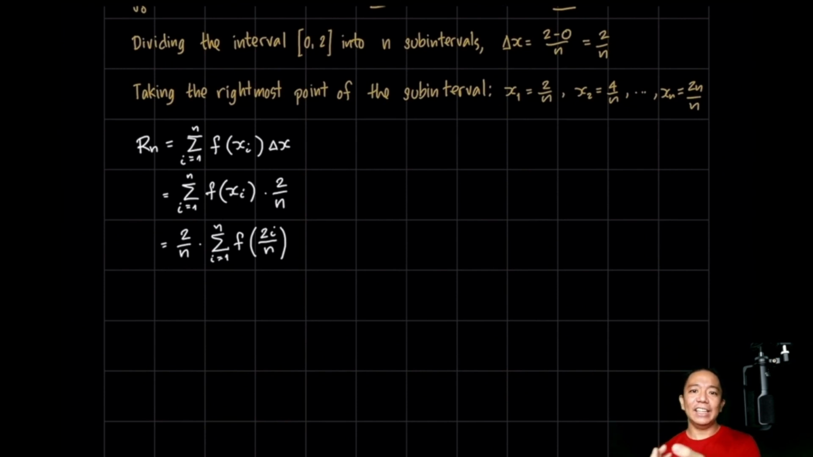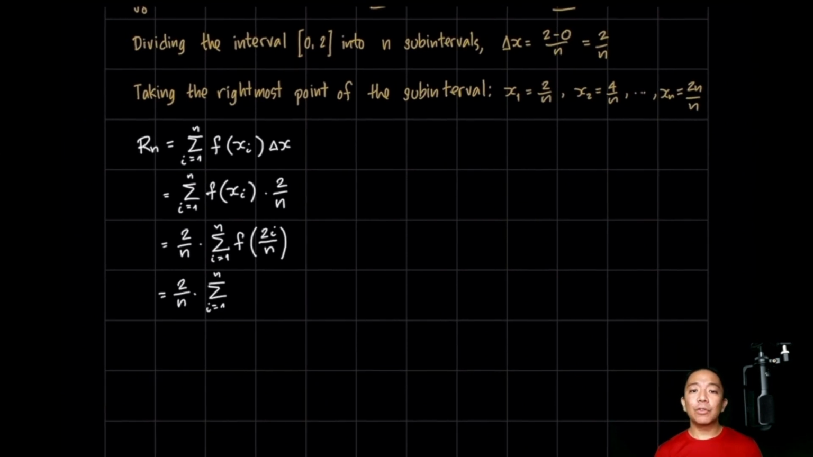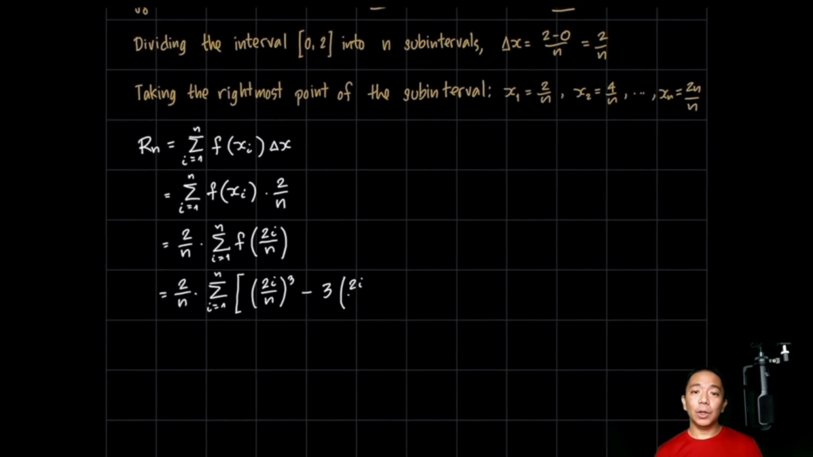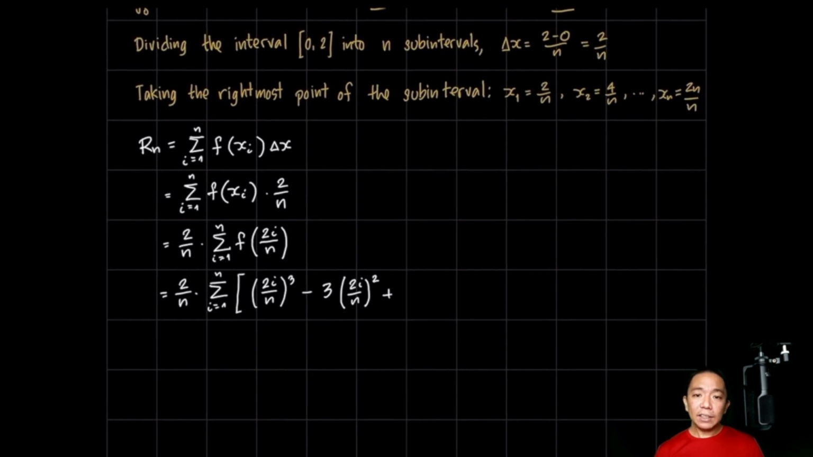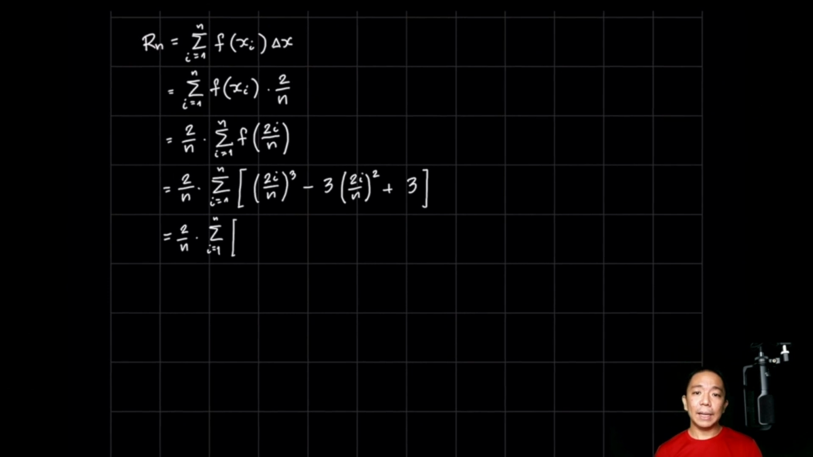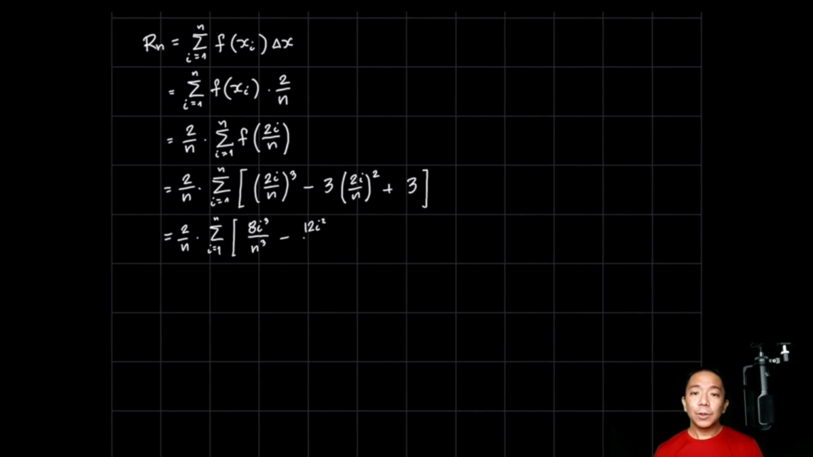I-apply na natin yung idea na f is equal to x cubed minus 3x squared plus 3. So, this is equal to 2 over n times the summation from i equals 1 to n of the quantity 2i over n, quantity cubed, minus 3 times 2i over n, quantity squared, plus 3. So, what we'll do is yung exponent, i-apply na natin dun sa mga values sa loob ng parenthesis. We'll get that this is equal to 2 over n times the summation from i equals 1 to n of 8i cubed over n cubed minus 12, so 3 times 2 squared, 12i squared over n squared plus 3.